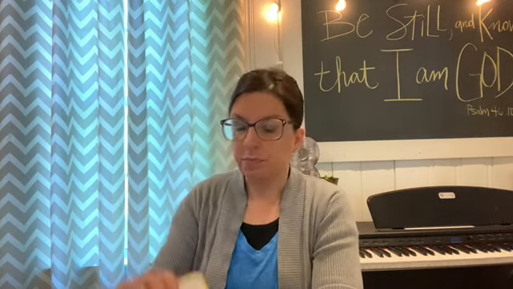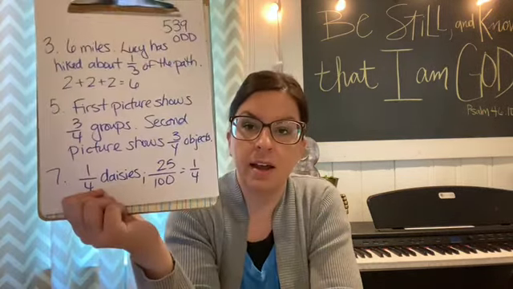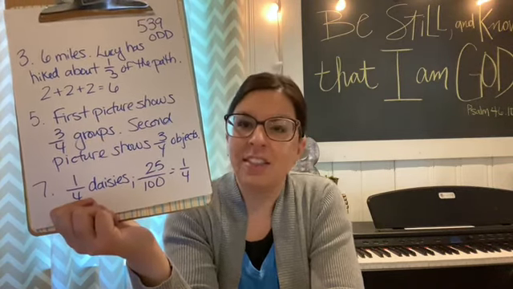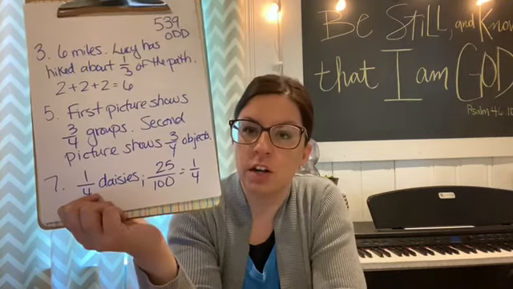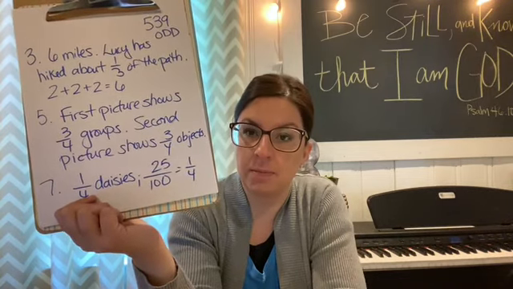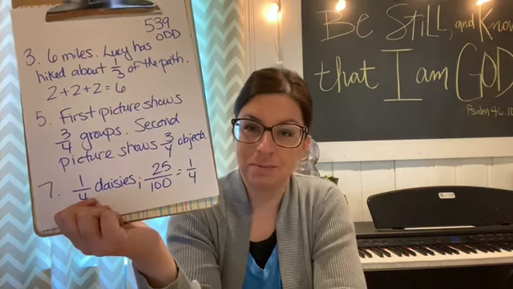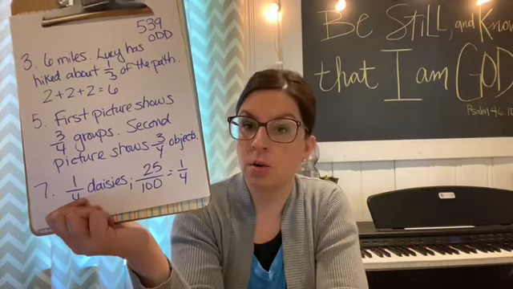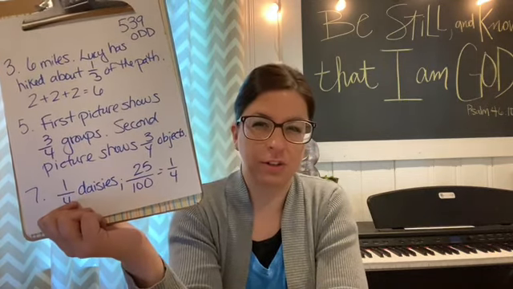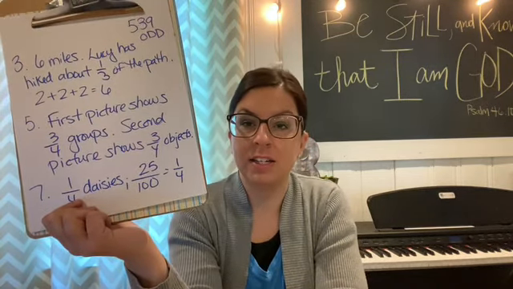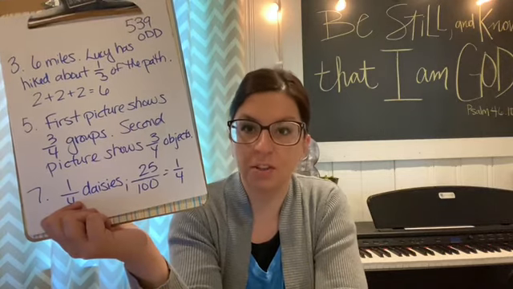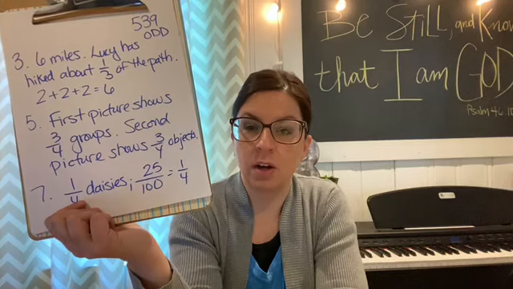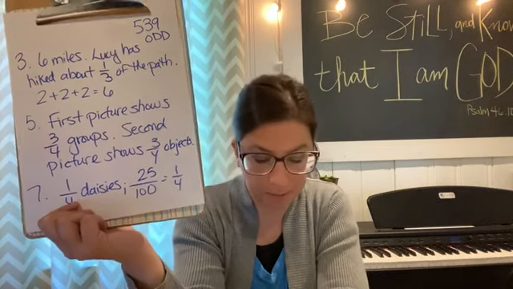Okay, now if you wanted to go into an even deeper explanation of that, think about quarters. How many quarters are in a dollar? 4. How many cents are in a quarter? 25. How many cents are in a dollar? 100. So 25 out of 100, 1/4 of a dollar. So 25 cents out of 100 cents is 1/4.